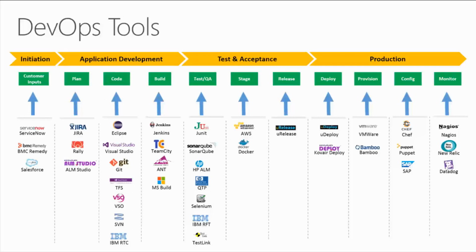The Docker, for example, and the AWS or Google Cloud Platform would fall under the stage phase within the test and acceptance section. Similarly, moving forward, you can get to release and then eventually into the production section. You can deploy, provision, configure, and monitor. And there are various tools like Chef, Puppet. You can use SAP. New Relic is pretty popular. We use VMware to create clusters and so on.